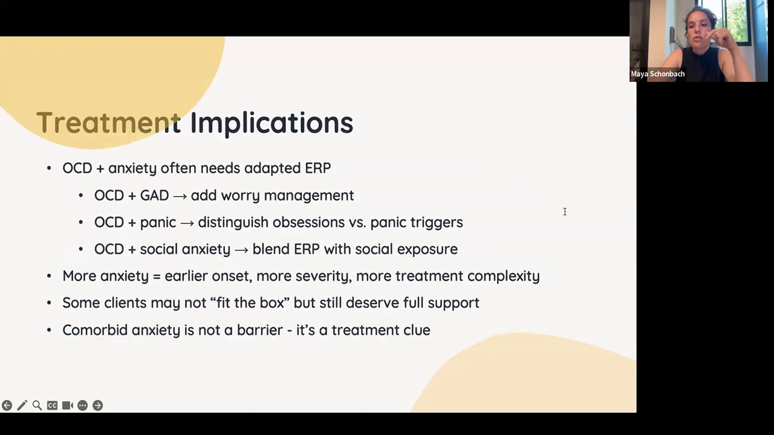And then in terms of treatment, again, we need to think flexibly. ERP, exposure and response prevention, is the gold standard for OCD, but typically we need to adapt it when we have another anxiety disorder that's comorbid. For example, if someone has GAD, generalized anxiety disorder, we might need to go beyond the ERP to include worry management strategies, things like cognitive diffusion techniques or worry postponement.